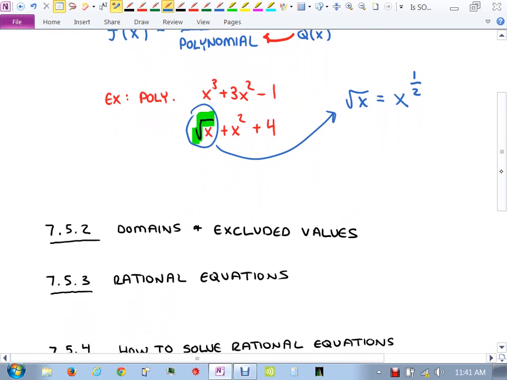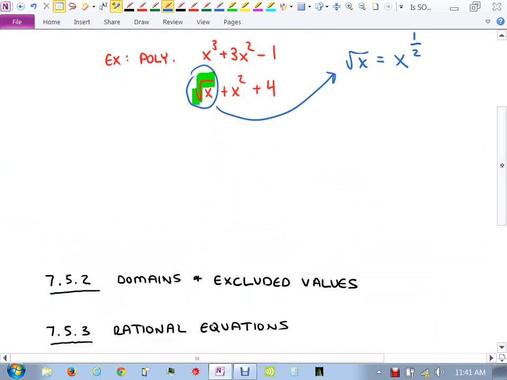All right, let me give you an example of a rational function. f of x equals x squared minus 9 over x squared plus 4x.